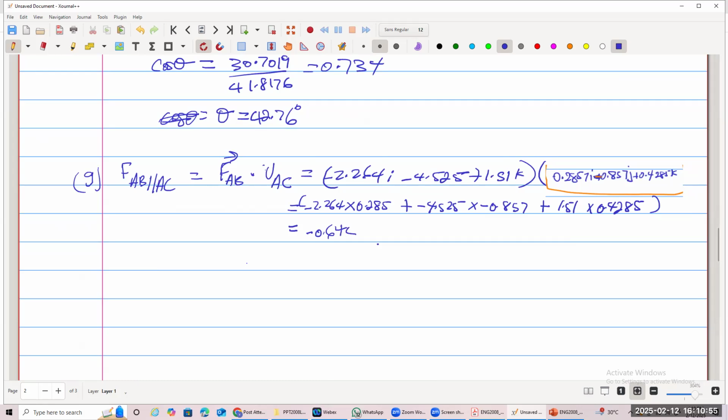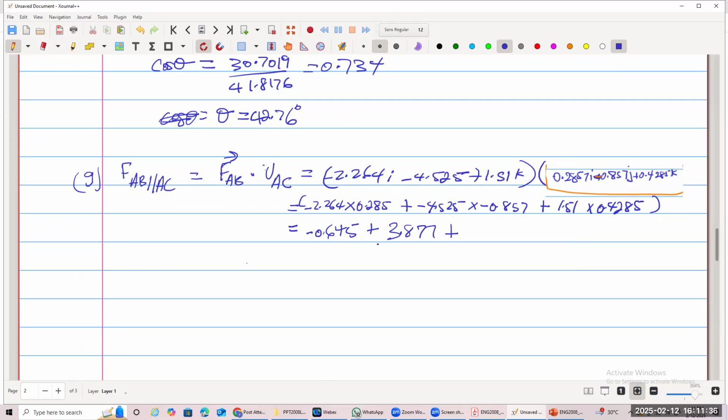That is the first one, the i. And then the next one you get a plus value. What is this plus value now? It is minus 4.525 times minus 0.857. You get 3.88, 3.877, plus the last one.